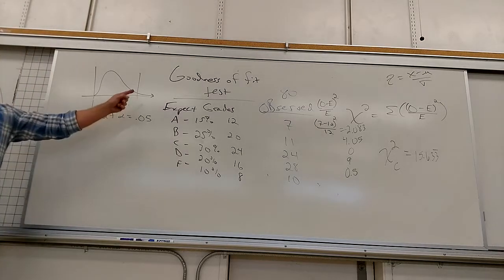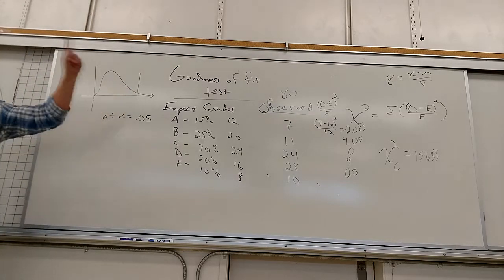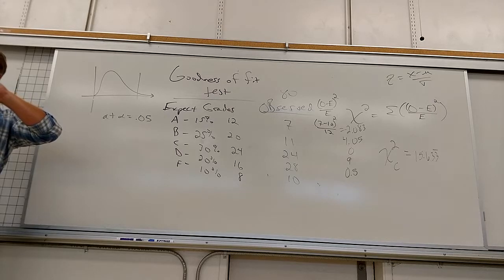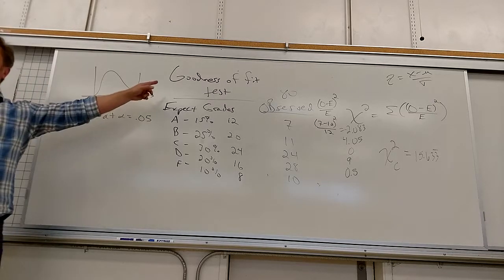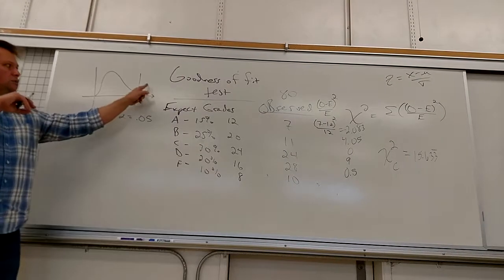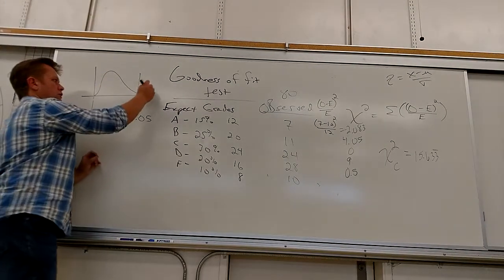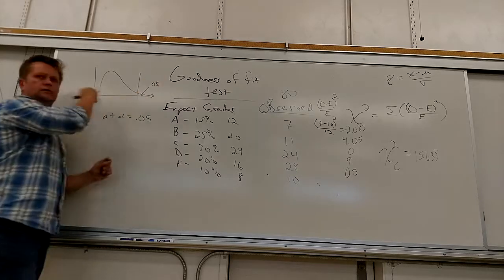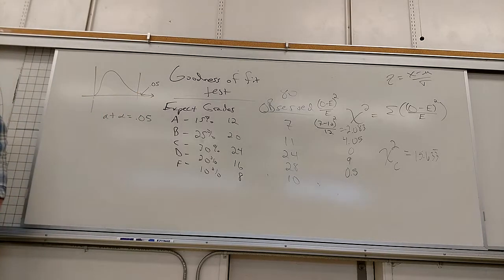How many tail test is this? It's always going to be a one-tail test for goodness of fit. It's just strictly, are you far enough away from 0? It's always going to be up here. So alpha is always going to be that. That's kind of nice.